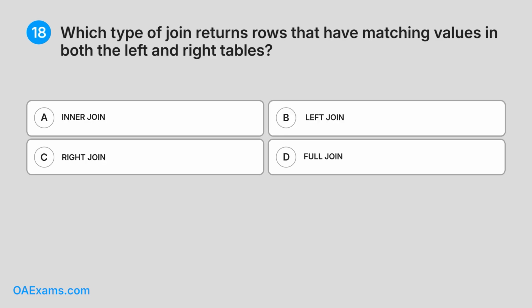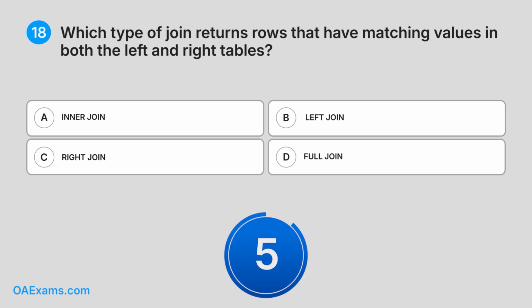18. Which type of join returns rows that have matching values in both the left and right tables? A. Inner join. B. Left join. C. Right join. D. Full join. Can you guess the answer?